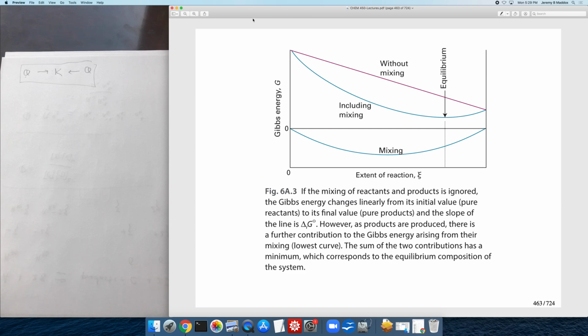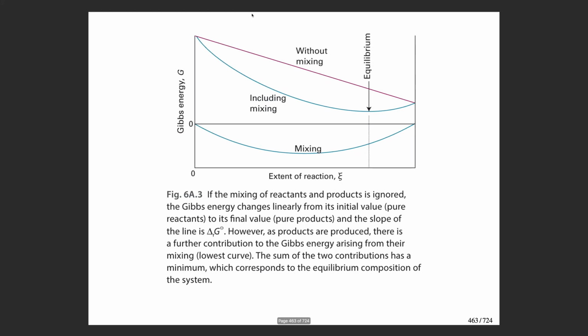This is an interesting graphic here. It attempts to explain why reactions do not go to completion. Why do some reactions stop before reaching the products, even when the standard Gibbs energy of reaction is negative? And so a couple of things are being illustrated here.